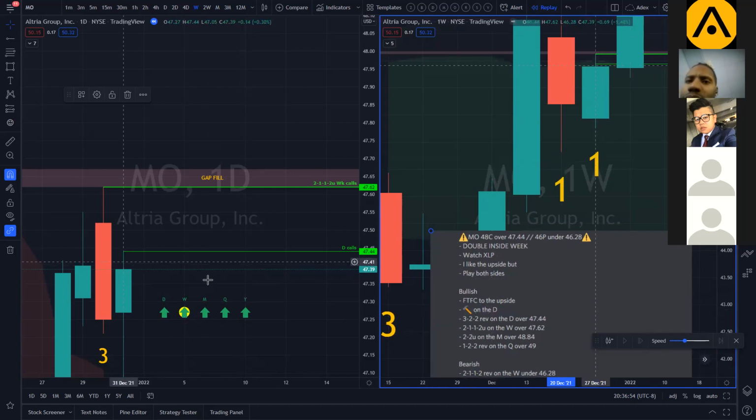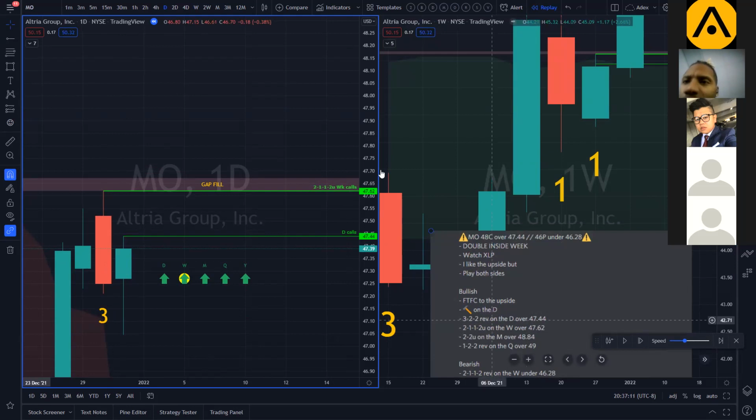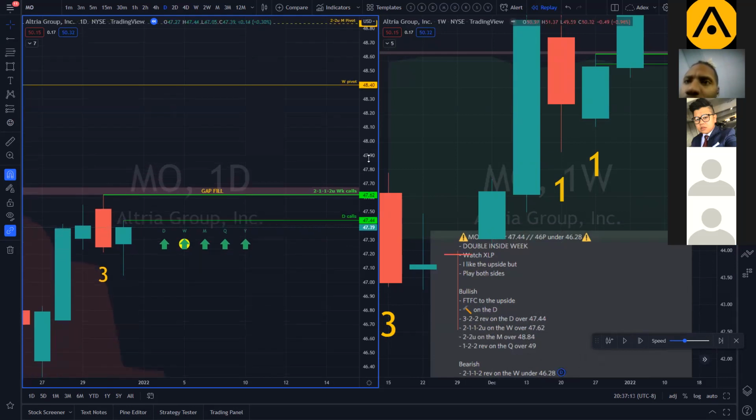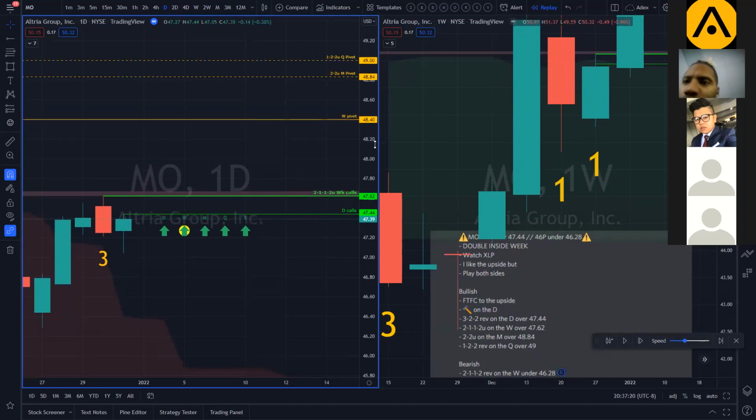Hammer on the day, check. 322 rev on the day over 47.44. 322 up, right? Over 47.44. 2112 up on the week over 47.62, right there. Boom, check. 22 up on the month over 48.84. 22, 48.84. Boom, check right there. 122 rev on the quarter over $49. 122 up on the quarter over $49.